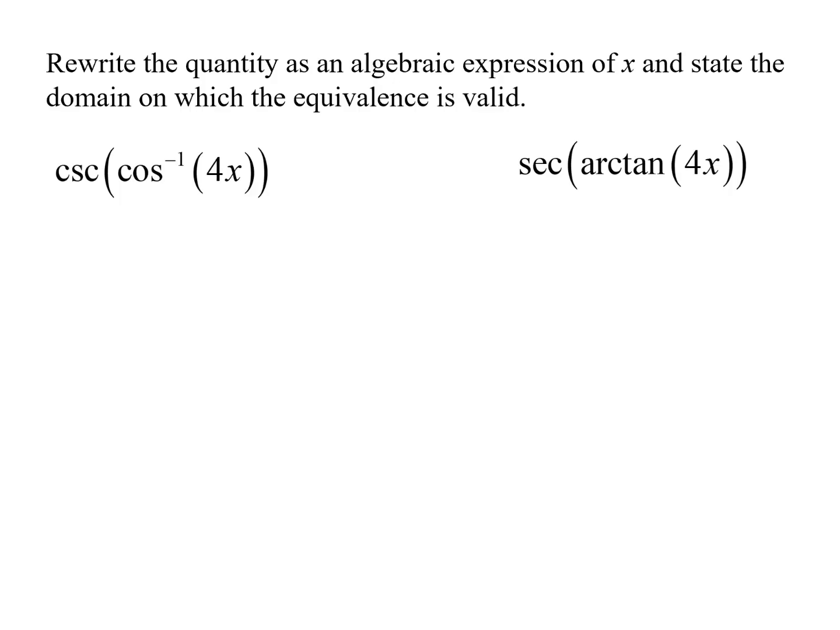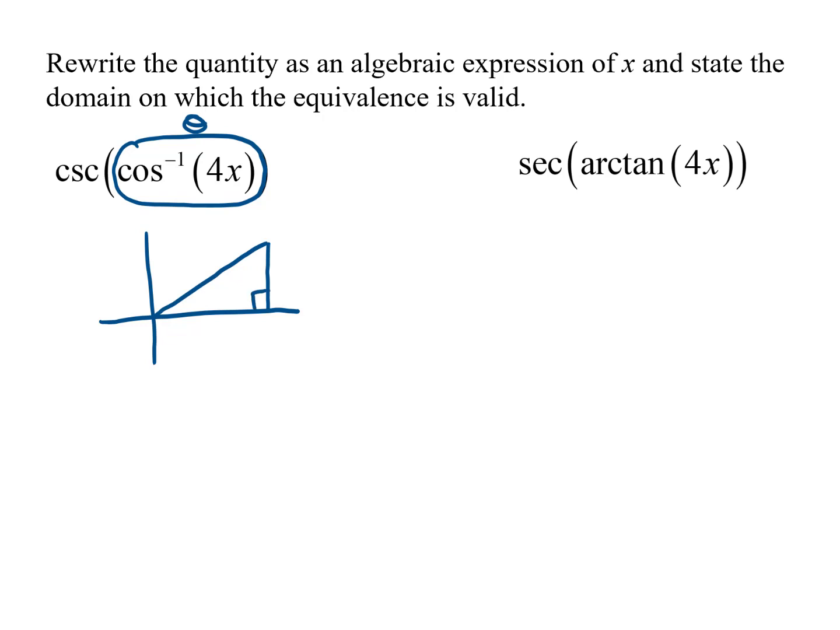We want to rewrite this quantity as an algebraic expression of x, and then we also want to figure out the domain on which it's valid. So first of all, remember that the inverse trig function represents an angle. So I'm going to draw a triangle, and I'm going to label it so that the cosine is 4x. We know that cosine is adjacent over hypotenuse, so 4x over 1 will be adjacent and hypotenuse.